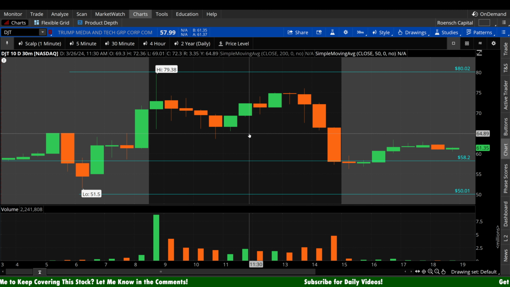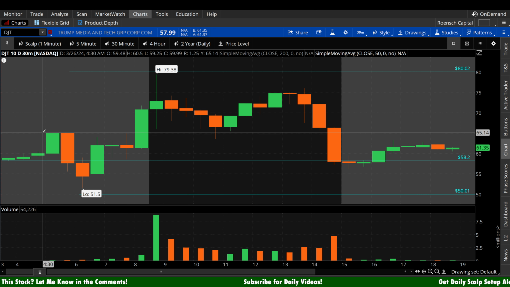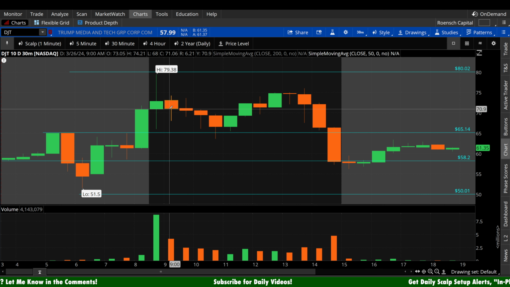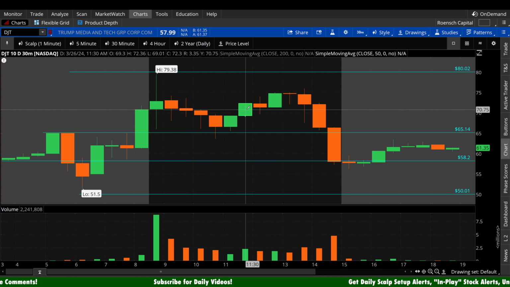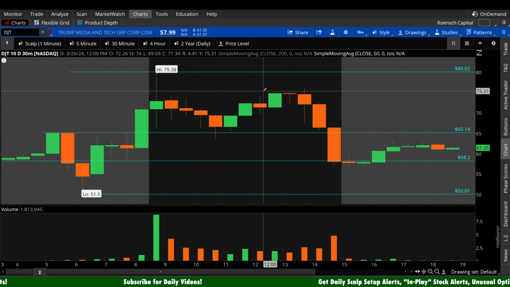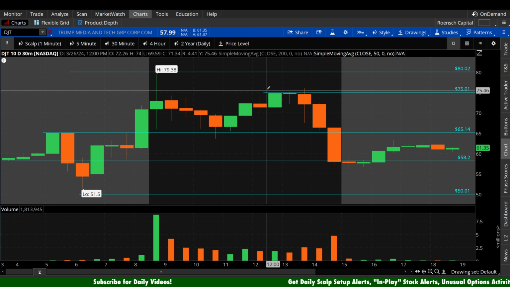In this case, that big level is 50. And if we want to get really nitpicky, there are a few more levels. One of them is kind of this $65 region. I think it's worth drawing. And the last one that I'm going to pay attention to is, we saw a 3-bar top out for about an hour and a half, right around 75.